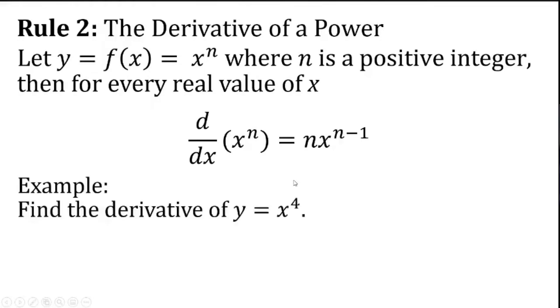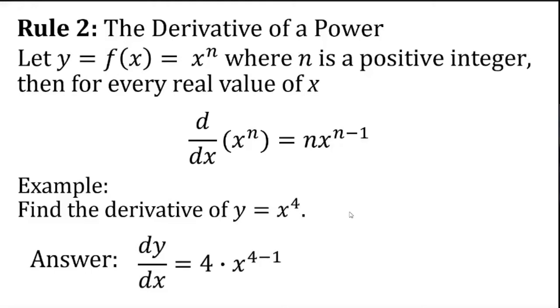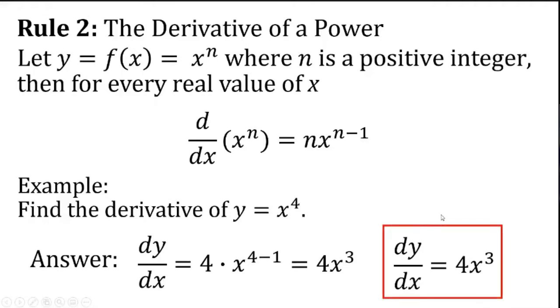For example, find the derivative of y equals x to the 4. Answer. So dy over dx equals 4 times x to the 4 minus 1. So as you can see, the exponent 4 was multiplied to x, then 1 was subtracted from 4. So the result will be 4x cubed, or 4x raised to 3. So therefore, the derivative of y equals x to the 4, dy over dx, is equal to 4x cubed. Question.